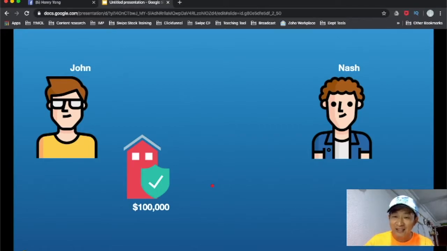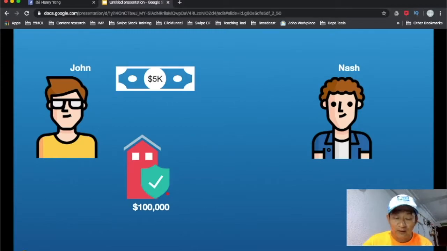Okay, so in this case we have three things to note. First is the strike price, $100,000 for the asset. Second is the expiration date, which is 2 months. Then, because Nash worries John will sell the house to someone else in the meantime, Nash offers John $5,000 in cash. This $5,000 we call a premium. That's how the call option premium works.